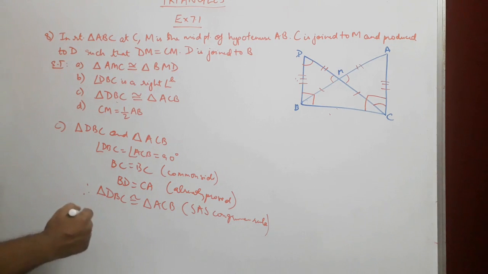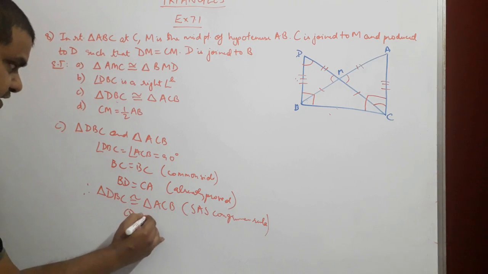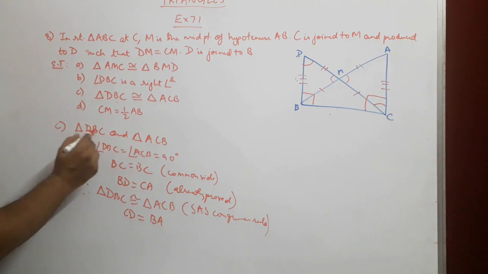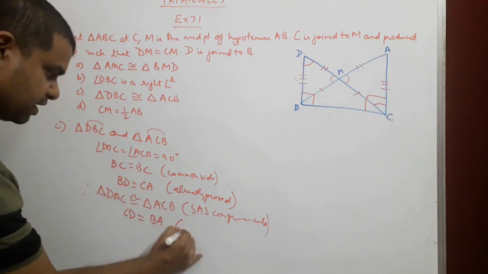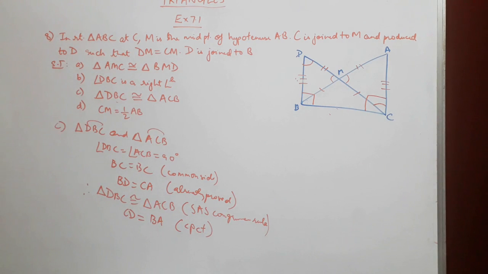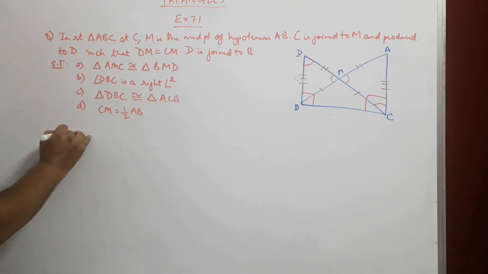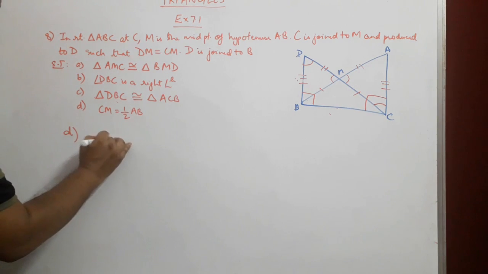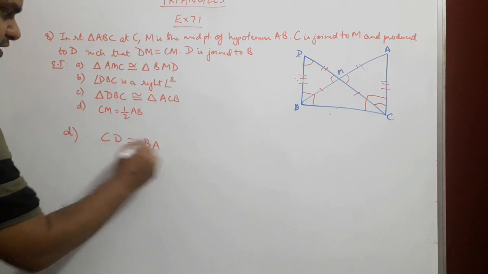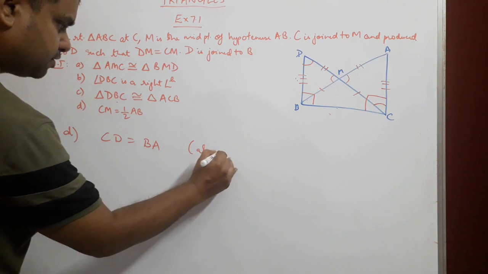And for the CPCT, we can easily say that CD is equal to BA. Okay, CD is equal to BA by CPCT, which will be useful for us in the next part to prove CM is equal to half AB. So let's go to that. So we have CD is equal to BA, which we have already proved.